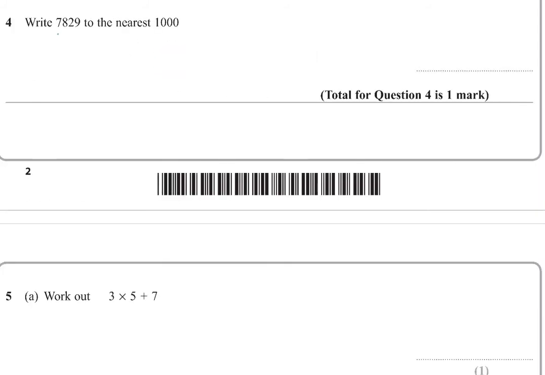Okay, question 4. Write 7,829 to the nearest 1,000. Now, we take a look at the first digit and then we look at the one after that, and it's an 8. So we know that we round up. That means this whole thing is going to go to 8,000.